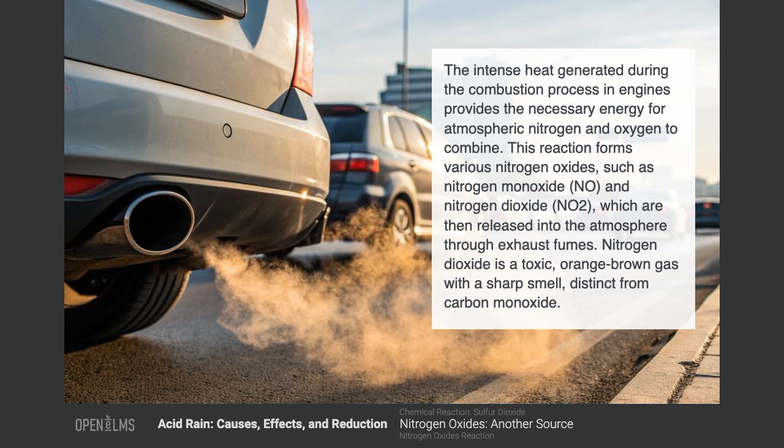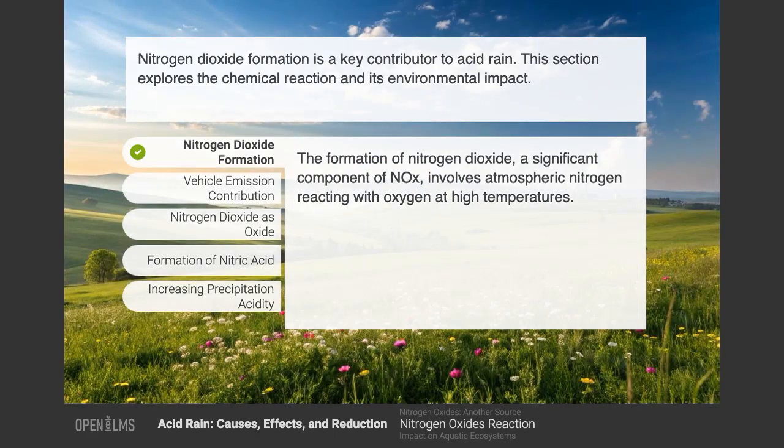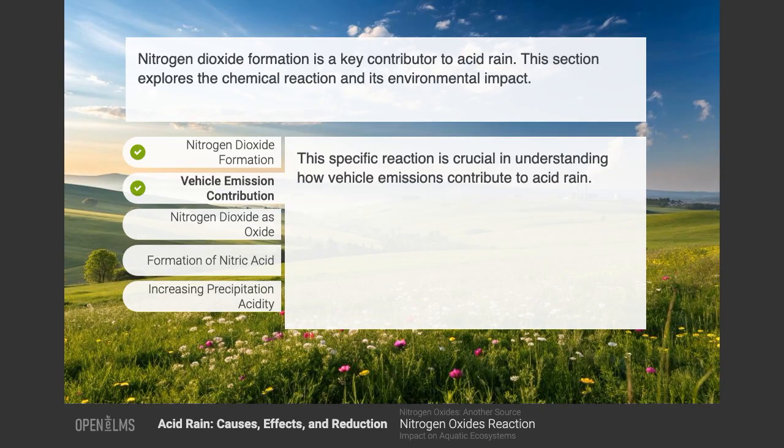Nitrogen dioxide is a toxic, orange-brown gas with a sharp smell, distinct from carbon monoxide. The formation of nitrogen dioxide, a significant component of NOx, involves atmospheric nitrogen reacting with oxygen at high temperatures. This specific reaction is crucial in understanding how vehicle emissions contribute to acid rain.